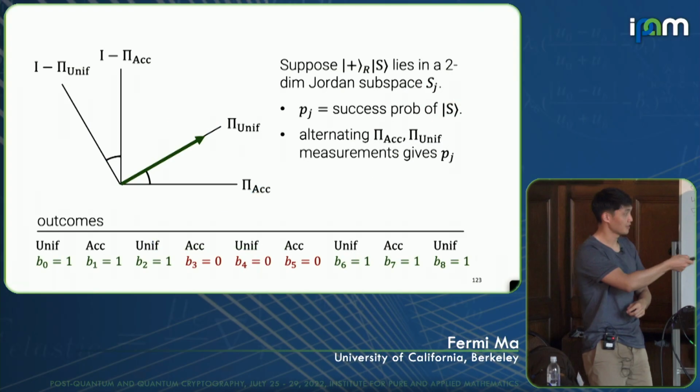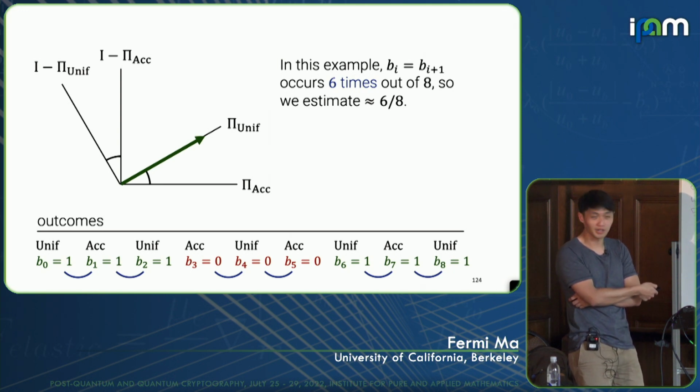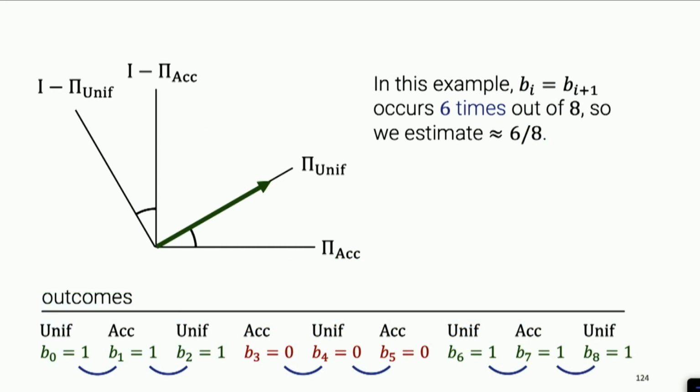And so if I want to recover my success probability, I'm just going to look at the number of times b0 equals 1 is followed by b1 equals 1, or b3 equals 0 is followed by b4 equals 0. So I count this up. This occurs 6 times. And so I'm saying the success probability is something like 6/8. Okay. And the longer you do this, the more accurate this becomes, of course. So this is OK? Yeah.